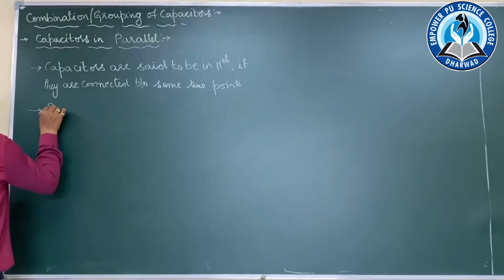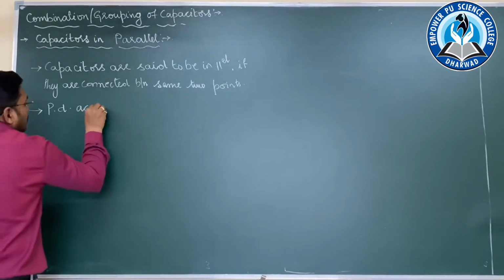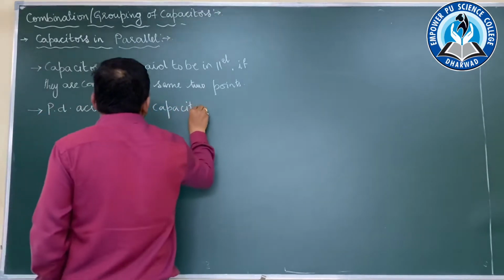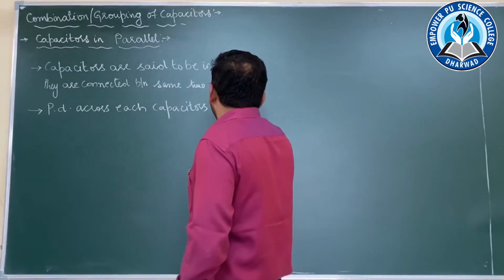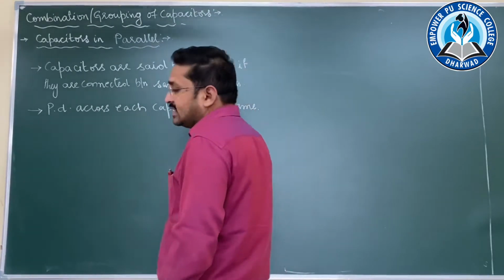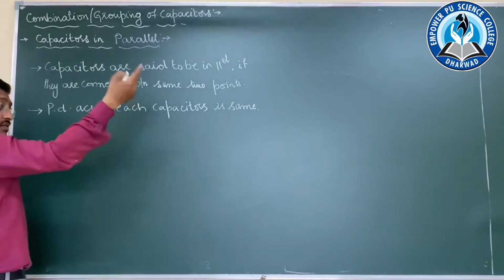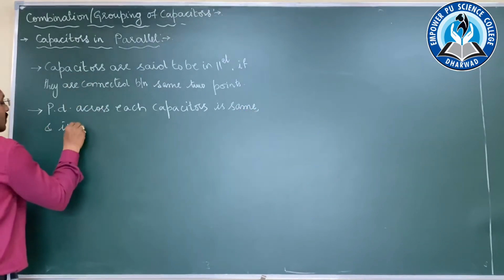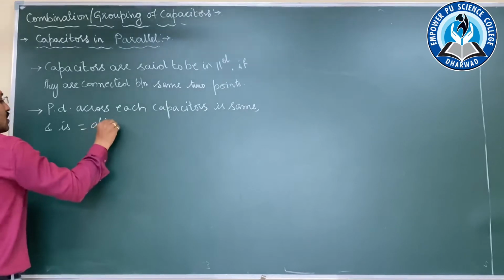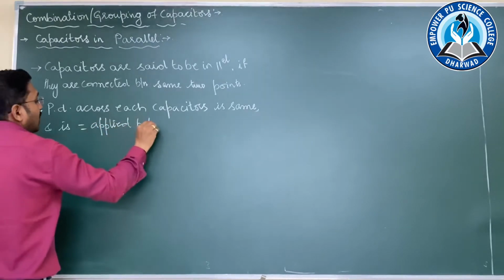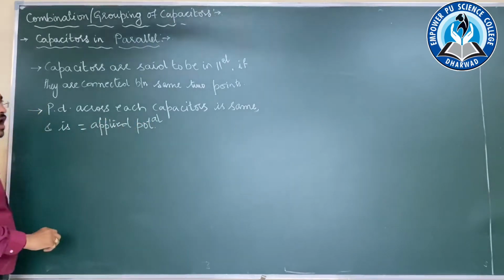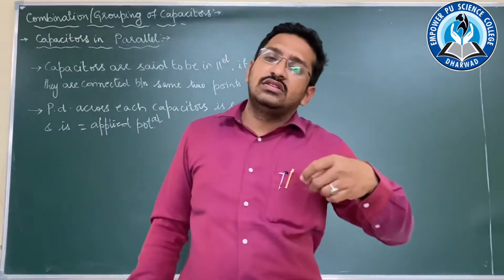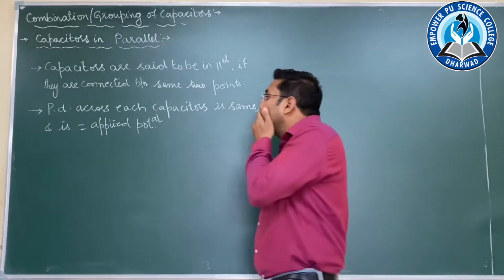Here the potential difference across each capacitor is the same, and is equal to the applied potential. That is, the potential we apply and the potential difference across each capacitor are all the same.